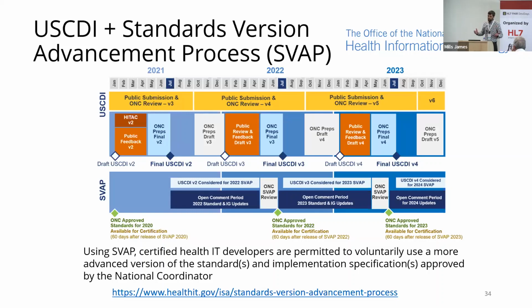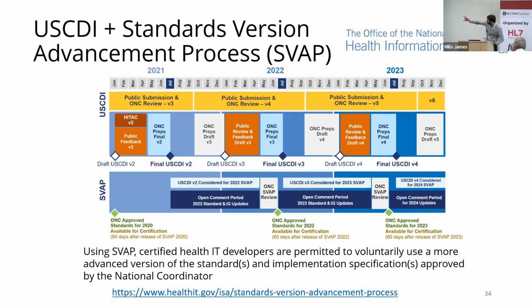What they built into the Cures Update rule, or maybe it was the Cures rule, was this thing called SVAP. We're going to name a standard, and if there are future versions of that standard before we do our next rule, the National Coordinator has authority to name that, and EHR vendors can then migrate to that new version. This allows a sub-regulatory advancement for the community, so we're not all stuck on some prior version. ONC actually has not completed this SVAP process yet. They're in the middle of that process.